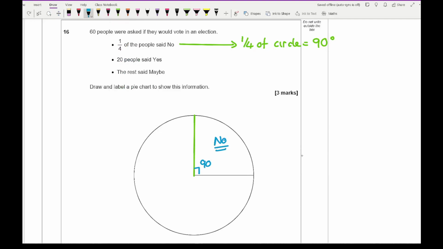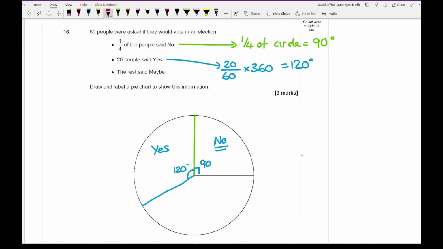Then we need to work out the angle for yes. So that's going to be 20 over the total frequency, which is 60, multiplied by 360. And if I type that into my calculator, I get an answer of 120 degrees. So then what I need to do is measure 120 degrees. And again, doing that on here is going to be very, very difficult, and again, you want to make sure you are using a ruler. But this angle here is 120, and that's going to be yes.